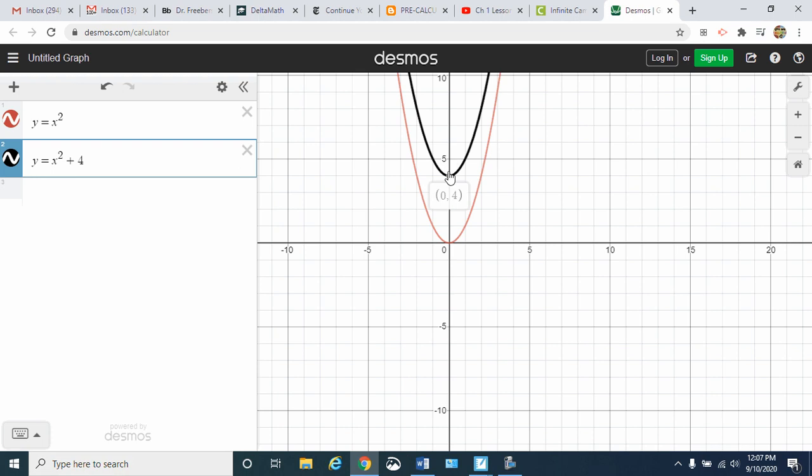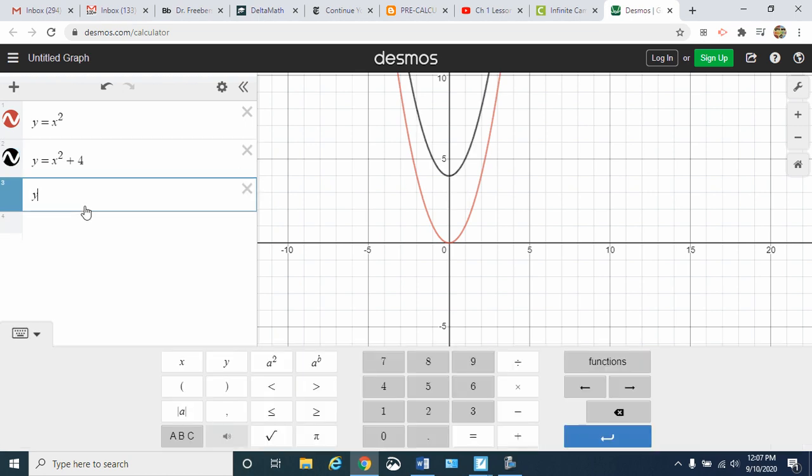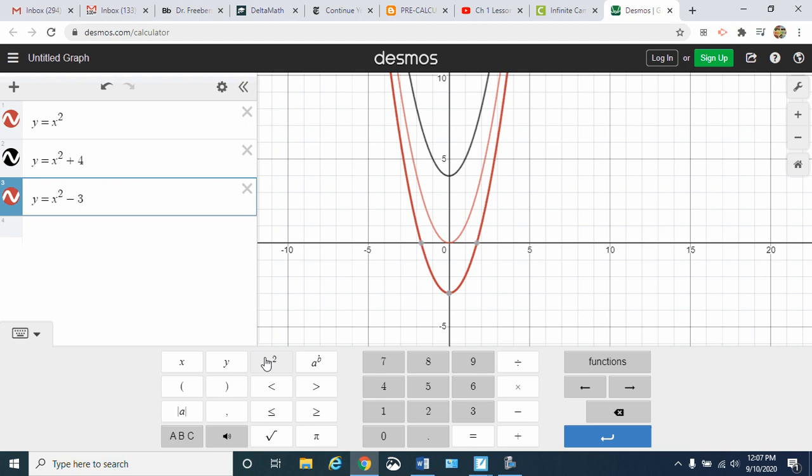We call that a vertical shift, which is different than a vertical stretch, right? There's no change to the steepness of this graph, so there's no vertical stretch or vertical shrink, but there is a vertical shift up 4. So what do you think is going to happen when we put in y equals x squared minus 3? That's right. That vertex has a vertical shift down 3.